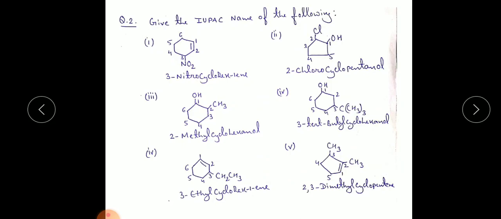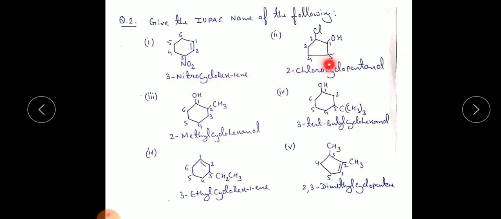Similarly we will go to question number 2: give the IUPAC name of the following. Try to understand how I named this compound. This compound was given. Here you can number from here, giving position 1, or you can also give it to the nitro. You count 1 2 3 4 5 6. At 3 we have the nitro group, so we write 3-nitro, and since this is a cyclic compound with 6 carbon atoms, it is cyclohex, and the double bond is at 1-ene, so the name of this compound is 3-nitrocyclohexene.